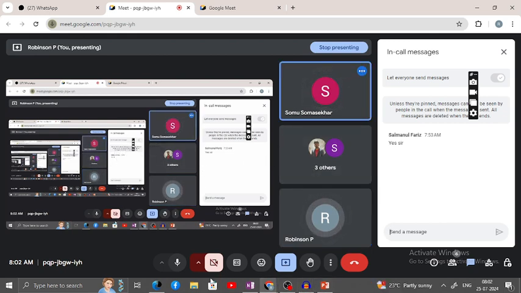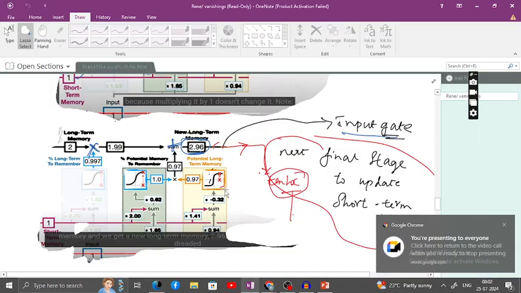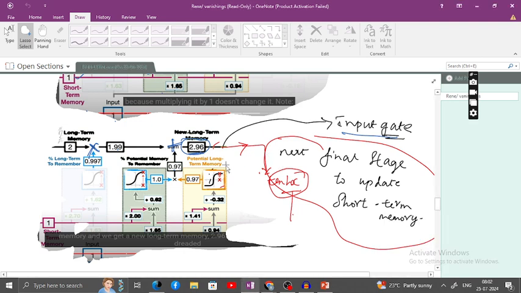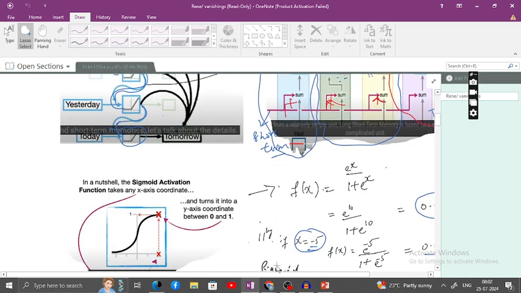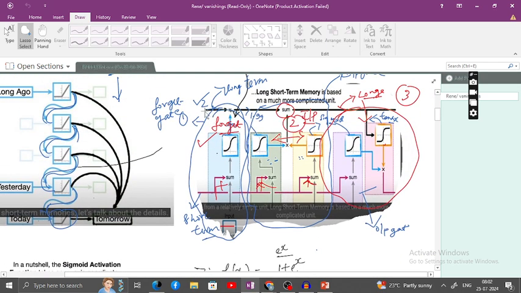So now, what I will do next is, now 2.96 is the new long term memory. Next, this will go to the final stage. The output is 2.96, and 2.96 is fed inside the tan hyperbolic function. Look here. See, the forget gate is over. Then the input gate is also over. What you have is only the final stage.